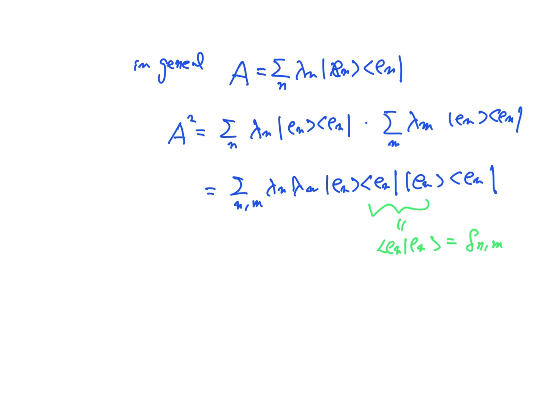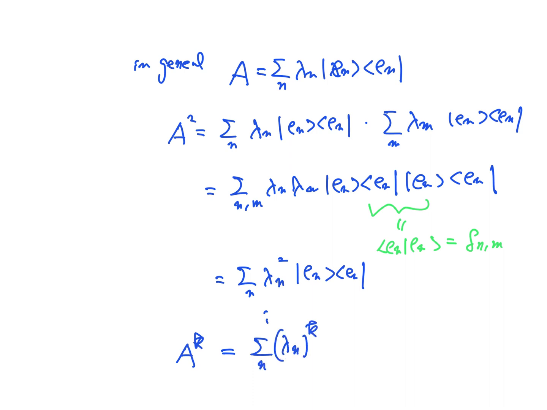So we have a summation of N and M, but actually at the end of the day, we just need sum over N. So it just becomes sum over N, lambda N square, En, En. And then you can go on. A to the K, sum over N, lambda N to the K, En, En.